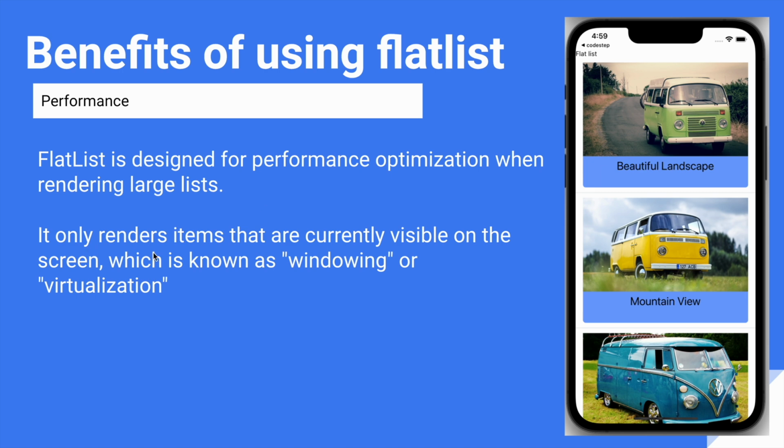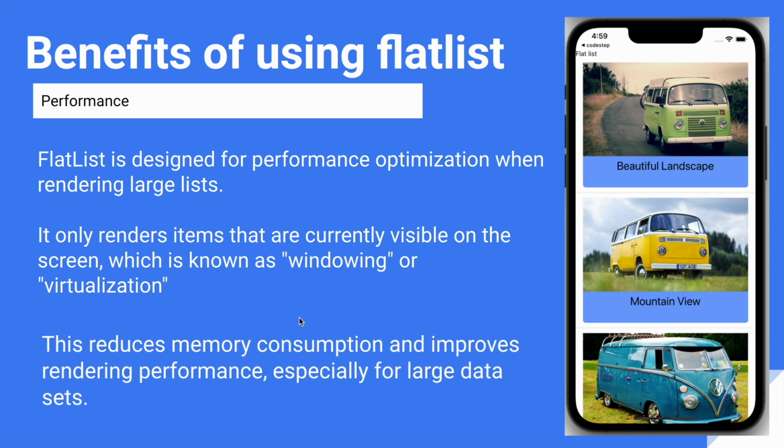It only renders items that are currently visible on the screen, which is also known as windowing or virtualization. As you have seen, when you scroll through your Facebook feed or Instagram feed, you don't see all the content at once. As you keep on scrolling, the content keeps on growing, right? This is how we make a performant list. As you keep on scrolling, the data comes in and then starts rendering on the screen. This is how you make an app performant using FlatList. This reduces memory consumption and improves rendering performance, especially for large data sets.